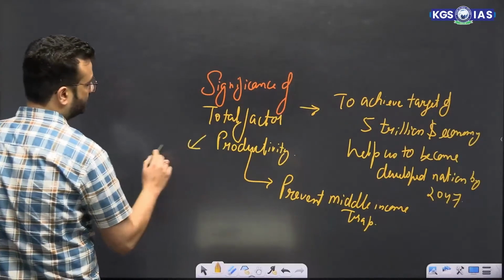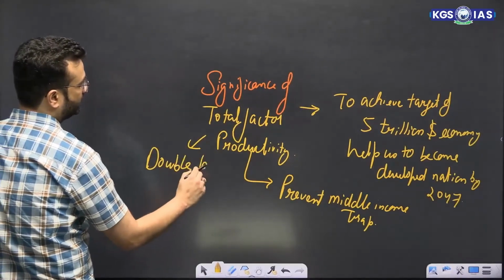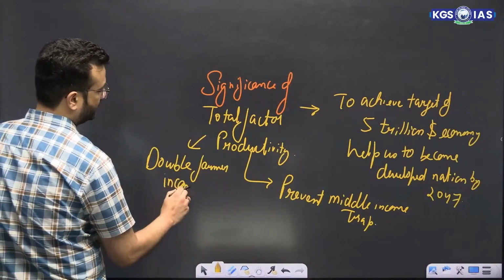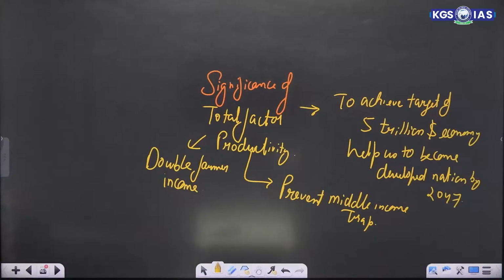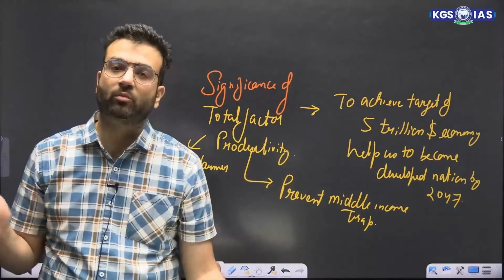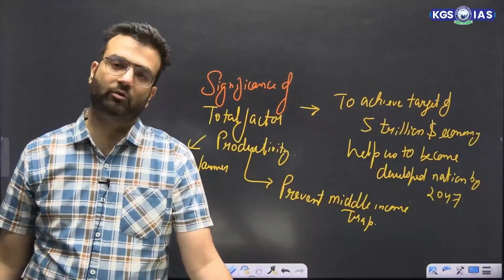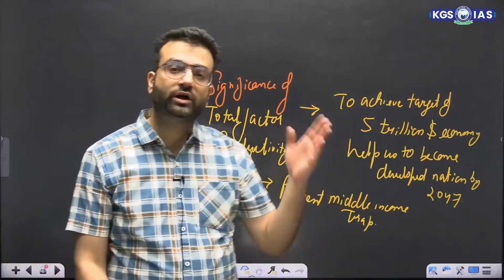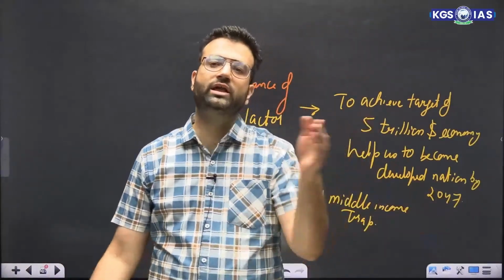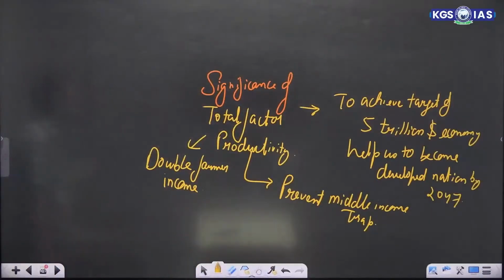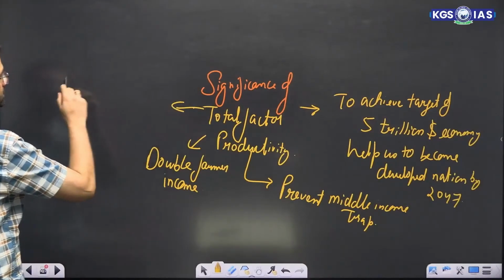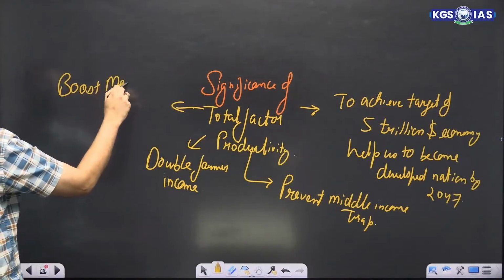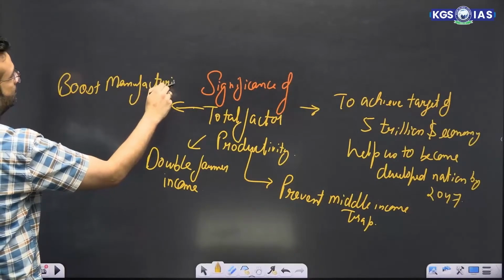Third, doubling farmers income. This is our major target. We need to double the farmers income because farmers or the primary sector still constitute more than 45% of our total employment. So doubling the farmers income will not only increase the living standard of the farmers, it will also reduce the migration of rural people from rural areas to urban areas. And that is the reason the government is promoting a lot in the rural sector also, so that urban exclusion gets avoided and the people in rural areas stay there and enhance their income. Then boost manufacturing competitiveness.